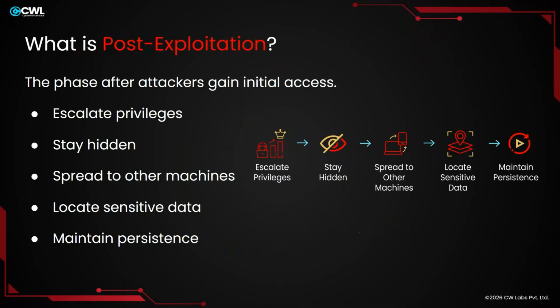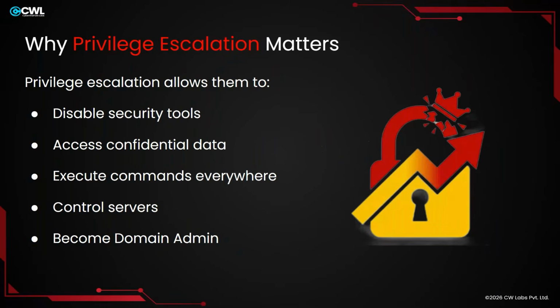What is post exploitation? We get into the network by exploiting a web application vulnerability or through a phishing link, and with that we get initial access. After that initial access, we want to escalate our privileges from a normal user to a higher user. We want to stay hidden in the network because the blue teamers will detect and block us. We want to spread across other networks, locate the sensitive data, and maintain persistence inside the network.